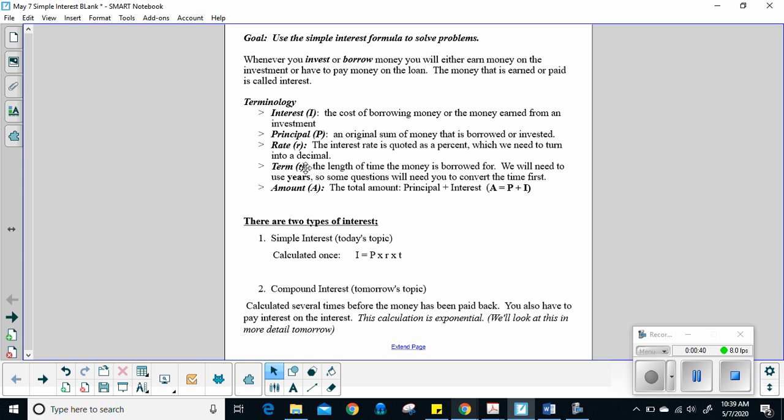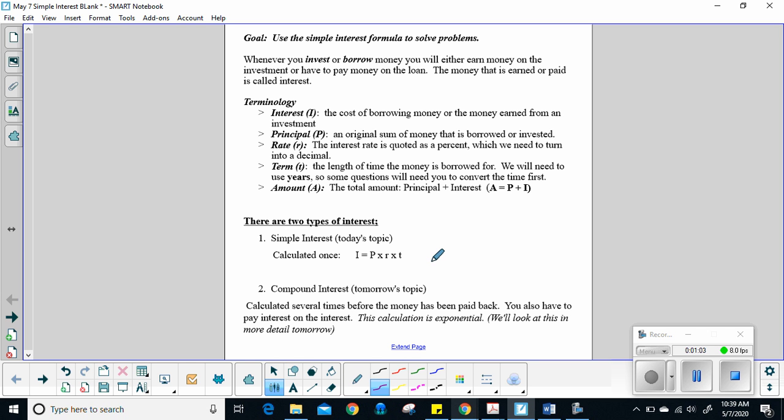The term is our time, T. That's how long the money has either been borrowed or invested for. We will always use years. Some questions will need you to convert the time into years first. And A is our final amount. So that's our initial starting amount plus our interest. So today we're going to look at this equation here.